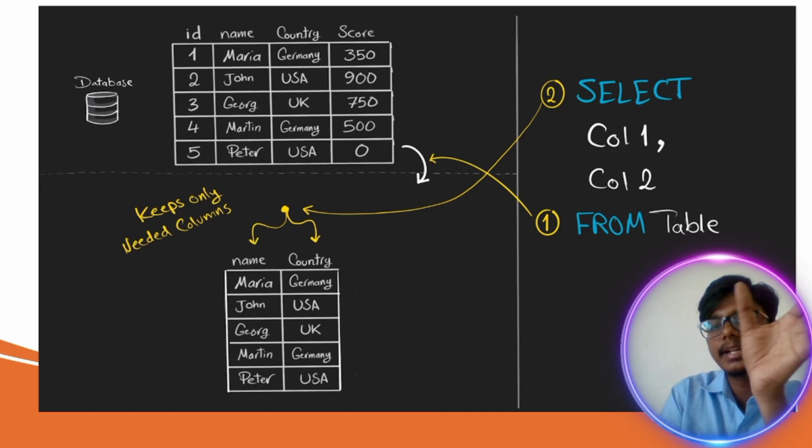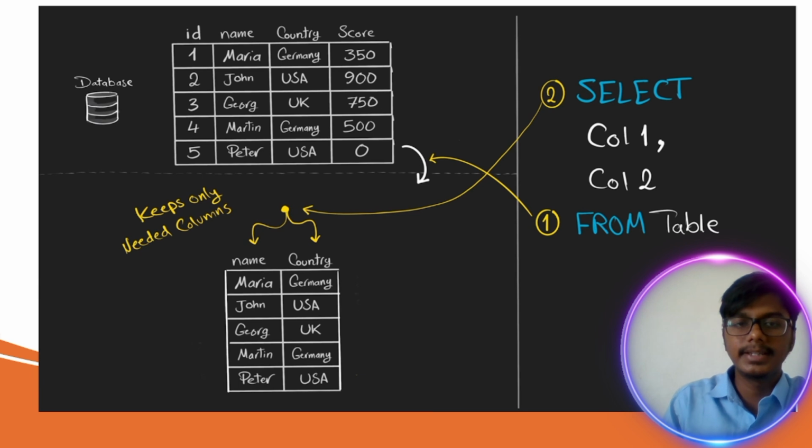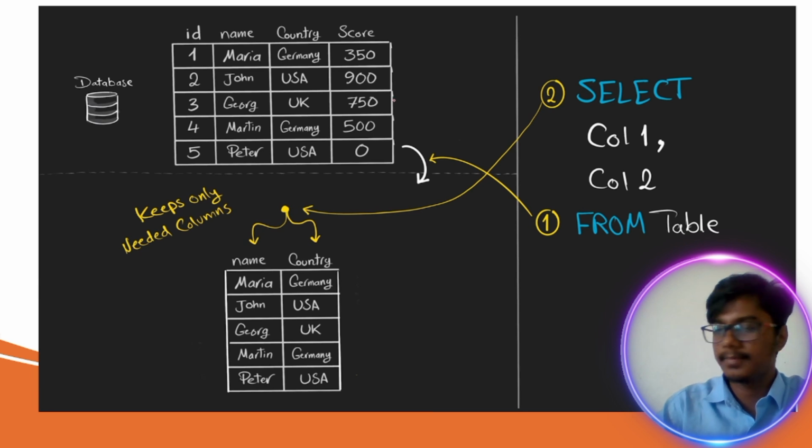Again, how it works behind the scenes. I just need the ID column and the name column. I don't need the country column and I don't need the score column. I just need column 1 and column 2.